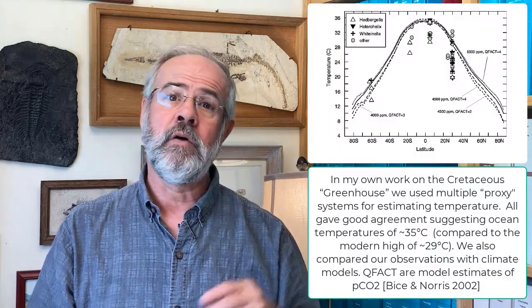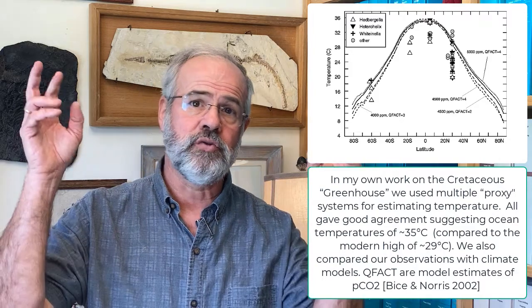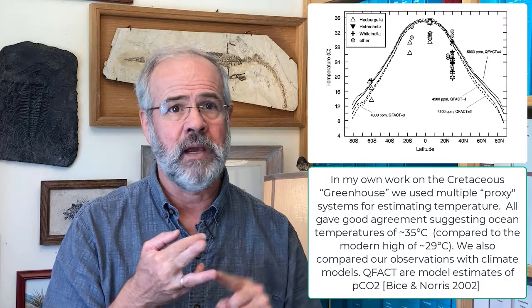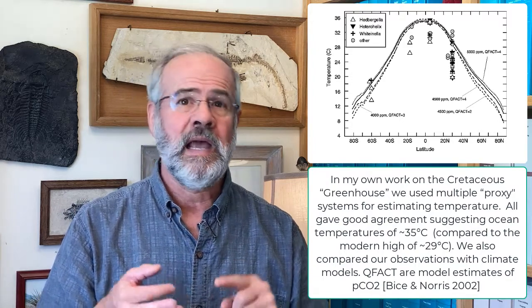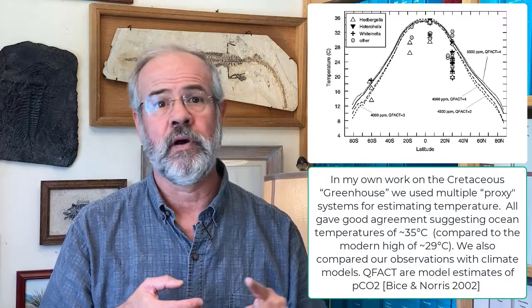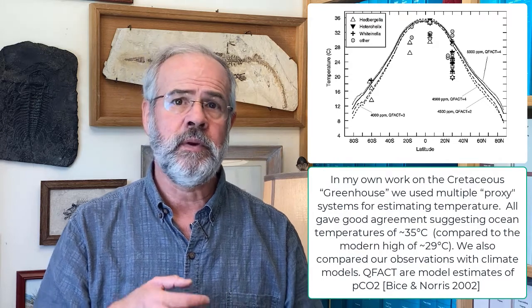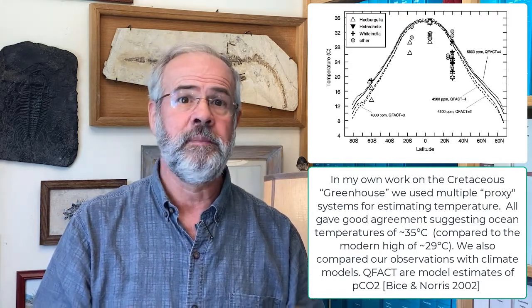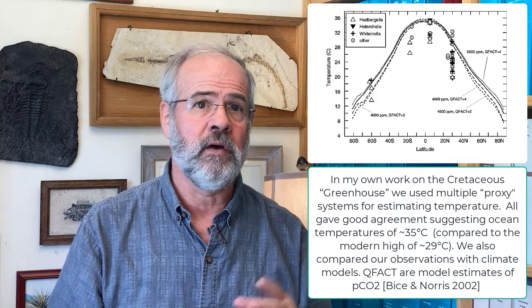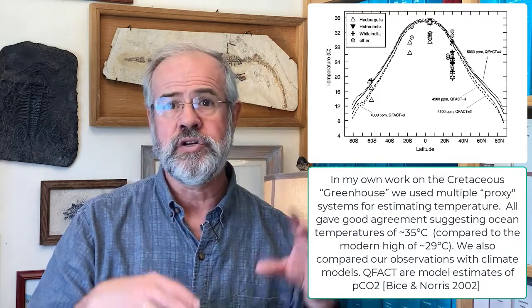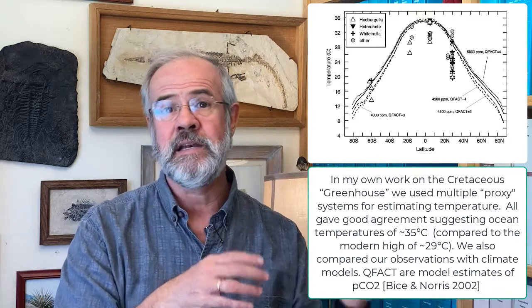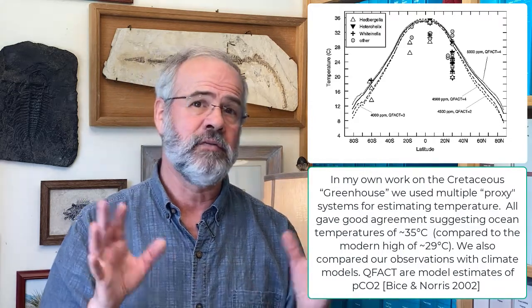For instance, in my own work on the climate of the Cretaceous greenhouse, we used temperature estimates from oxygen isotopes, magnesium-calcium ratios, and an organic biomarker method called TEX86. The results of each method helped to reinforce the conclusions of the others, helping us make the case that the greenhouse was unusually hot, with ocean temperatures over 35 degrees centigrade compared to the high-end temperature in the modern ocean of around 29 degrees centigrade.